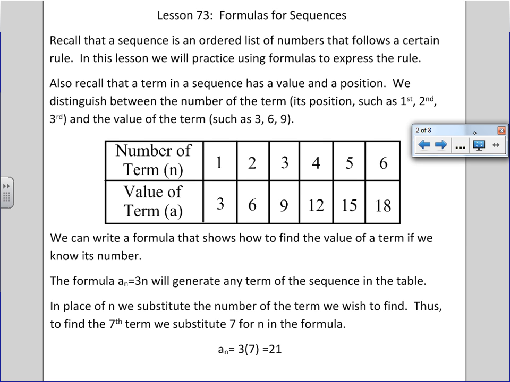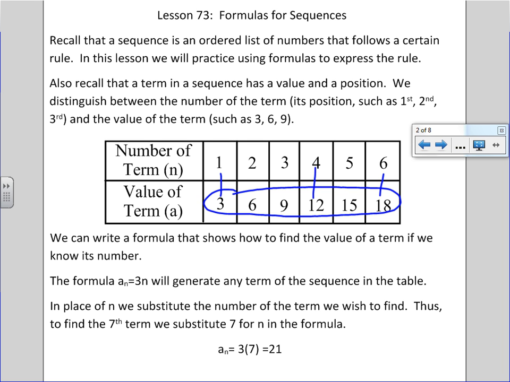We distinguish between the number of the term, which is its position, such as first, second, third, fourth term, whatever, and the value of the term, such as 3, 6, 9. So term number, this is the sequence that we're talking about here: 3, 6, 9, 12, 15, 18. 3 is the first term. 12 is the fourth term. 18 is the sixth term. That's what they're talking about there. We've already talked about some of this, so this should be a review for you.